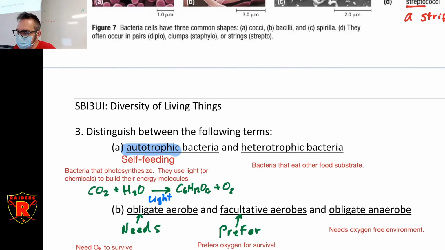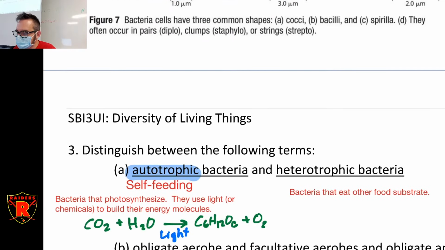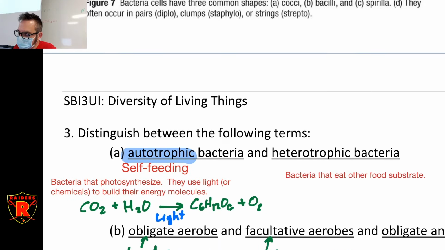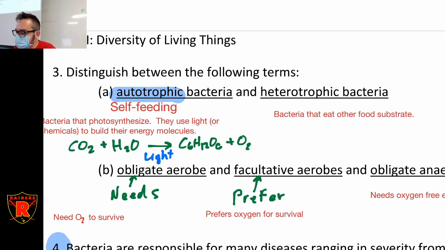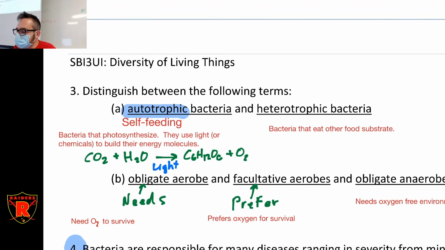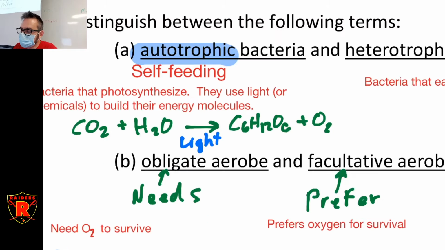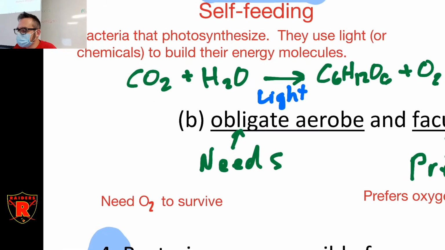All right, so you could distinguish between how they get their food, autotrophs or heterotrophs, or you could distinguish them based on how they are doing their metabolism. So you could say, well, this bacteria needs oxygen. Another way to say that is it's an obligate aerobe. An obligate aerobe means it needs oxygen in order to survive.